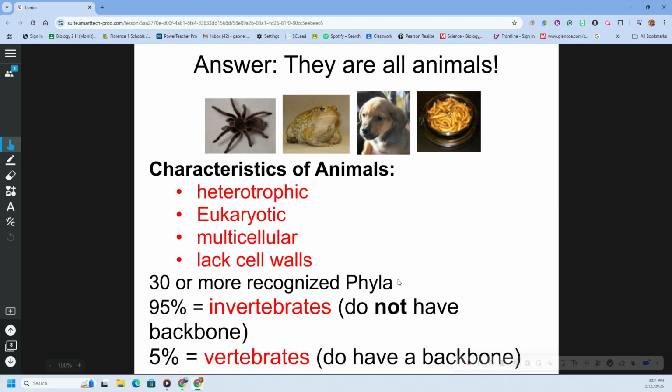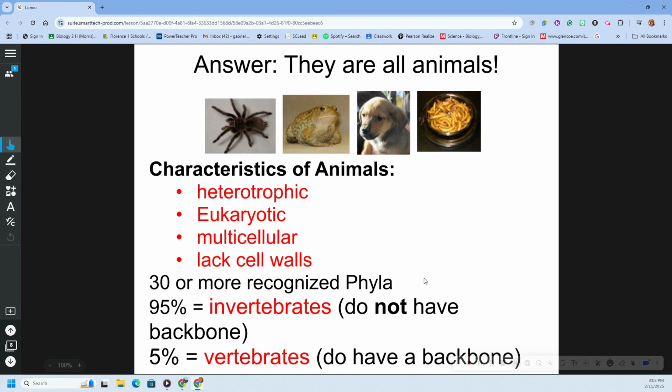There are more than 30 recognized phyla of animals. Remember, phyla is the taxa below kingdom. And we're going to study the 9 major phyla. 95% of those phyla, though, are invertebrates. Okay, they do not have a backbone.